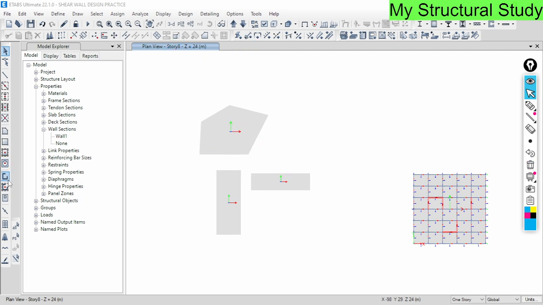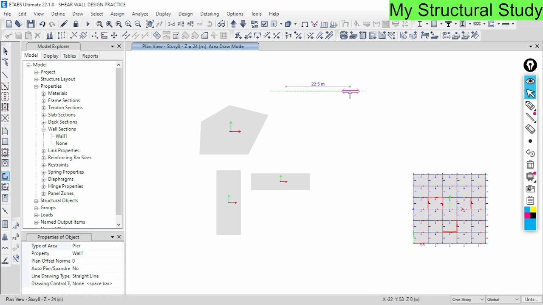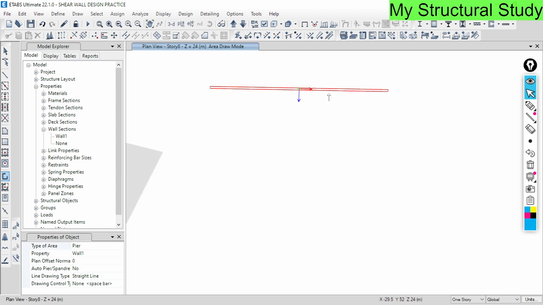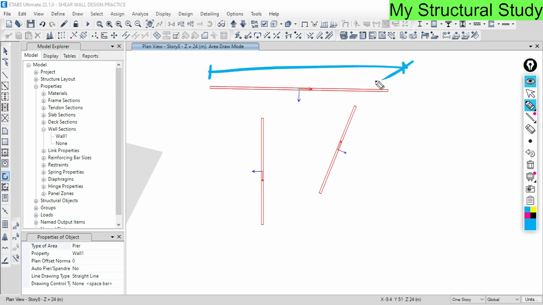If we draw the shear wall, shear wall follows a different pattern. One thing we need to notice here is that the 1 axis, the red axis, is always along the length of the shear wall, always following the length.